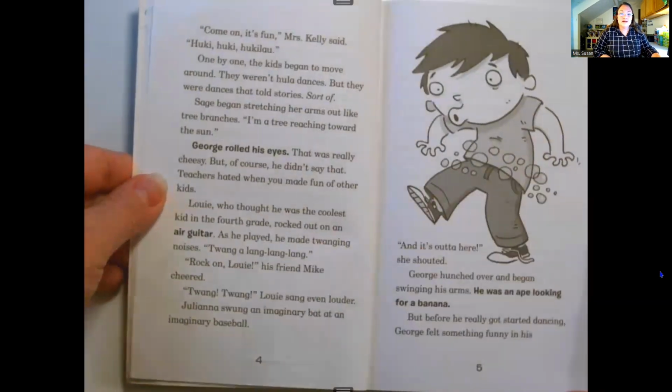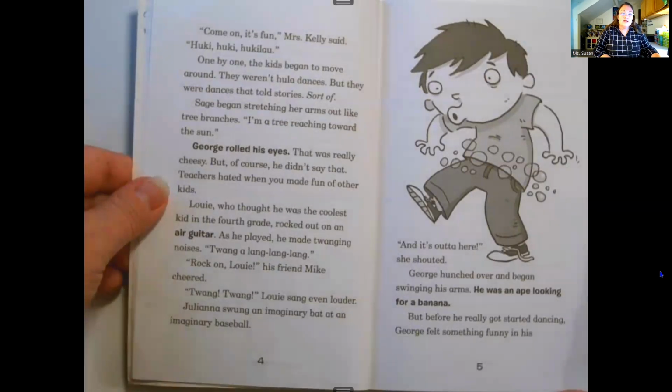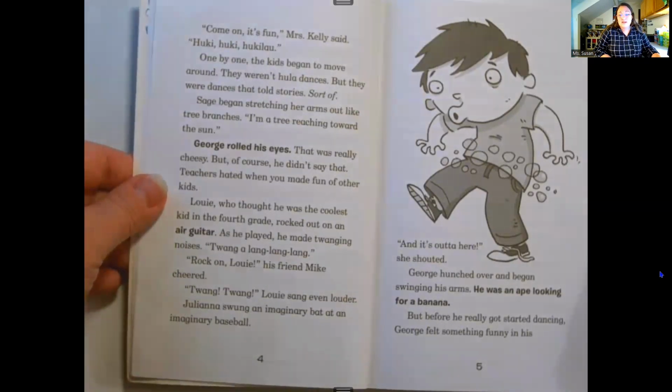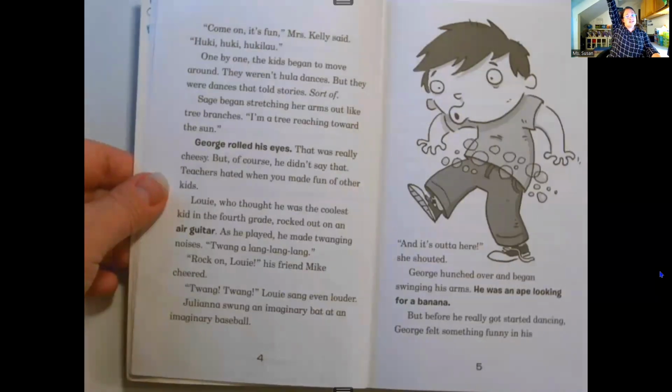Come on, it's fun, Mrs. Kelly said. Hooky, hooky, hooky, low. One by one, the kids began to move around. They weren't hula dances, but they were dances that told stories, sort of. Sage began stretching her arms out like tree branches. I'm a tree reaching up toward the sun.